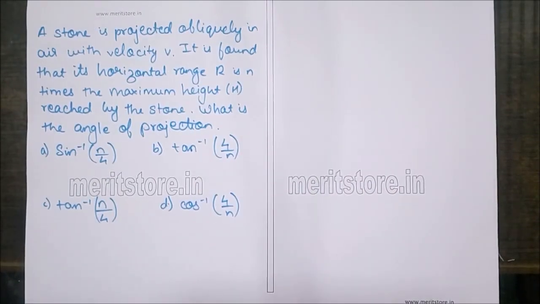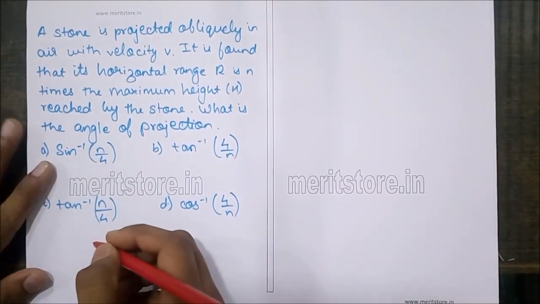A stone is projected obliquely in air with velocity v. It is found that its horizontal range R is n times the maximum height H reached by the stone. What is the angle of projection? The answer options are sine inverse of n by 4, tan inverse of 4 by n, tan inverse of n by 4, and cos inverse of 4 by n.